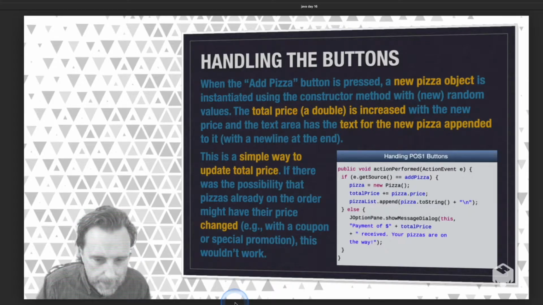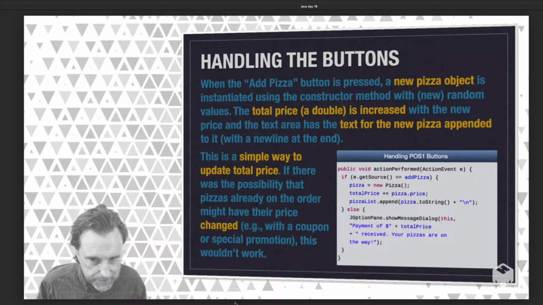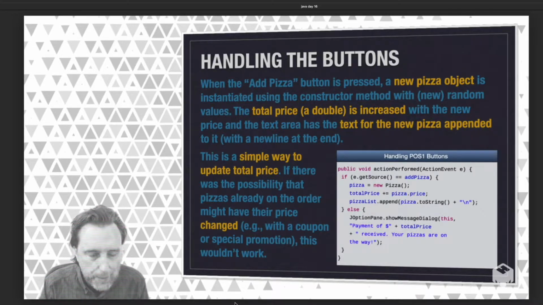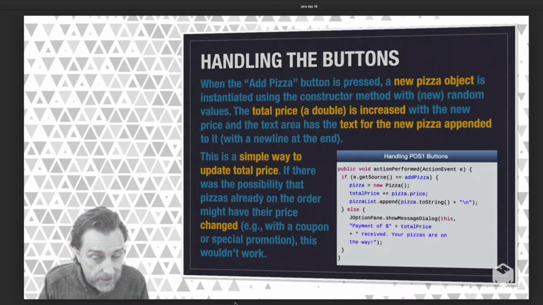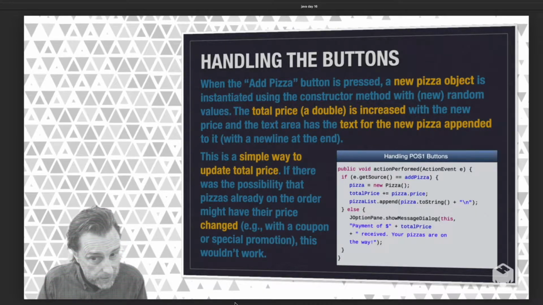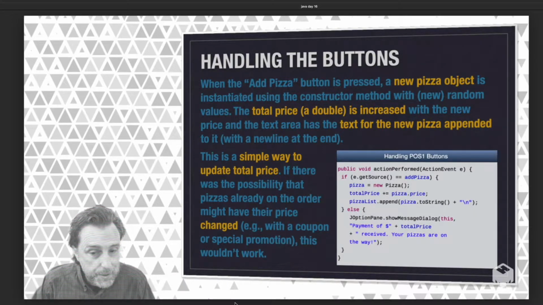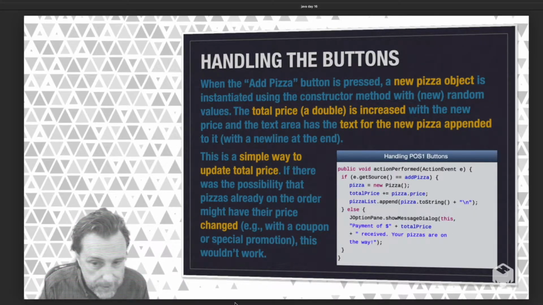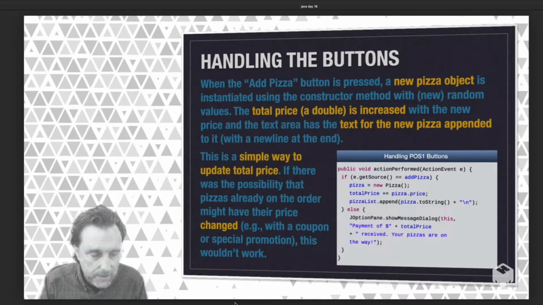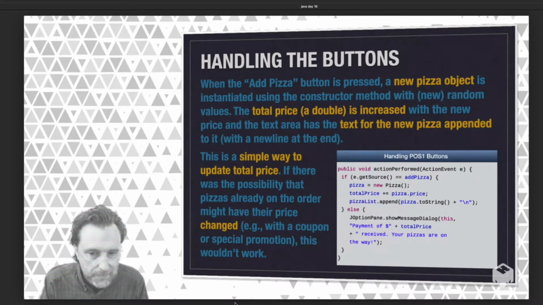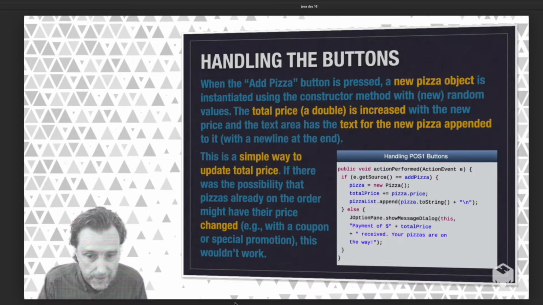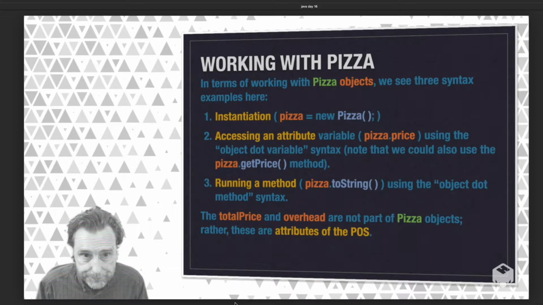The button handling I'm actually going to get to in a little bit, but there's nothing really complex about this in the point of sale. I use actionPerformed, and I use getSource to figure out if it was the add pizza button. If so, I create a new pizza, I increment the pizza price, and I append the pizza to the list. If it's the take order button, then I just pop up that JOptionPane with the running total, and a message saying the pizzas are on the way.